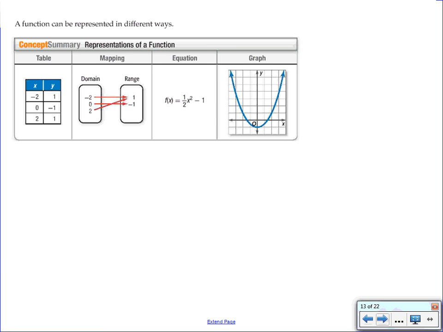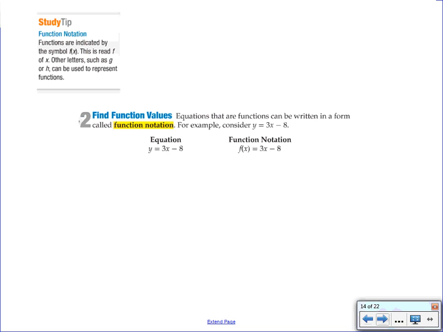Okay. A function can be represented lots of different ways. It can be a table, it can be mapping, it can be the equation, and it can be a graph. We've looked at all of those, right? All right. Function notation. Now, this is sort of a new idea for us. We really haven't talked about this very much. Functions are indicated by the symbol f of x. It could be other letters, but we generally use f of x.